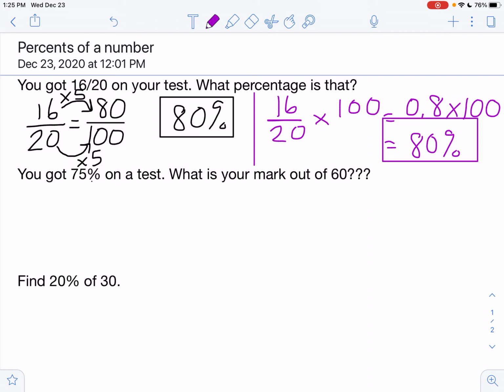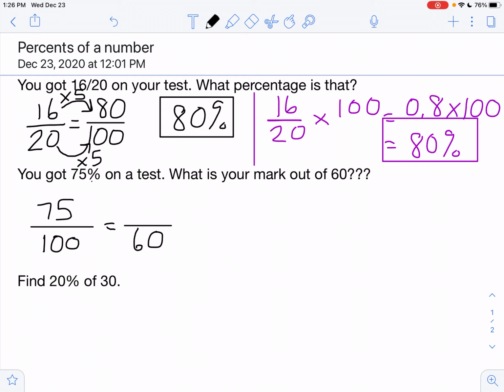All right, now I'm going to work backwards. If I get 75% on a test, how many marks was that out of 60? So again, I'm just changing my total. This time I'm changing my total from 75 out of 100, because I know this percentage symbol means that it's out of 100. And I want to know what my mark was out of 60. How many correct answers out of 60 total? So I can't just cut 100 in half. If it was out of 50, I could.